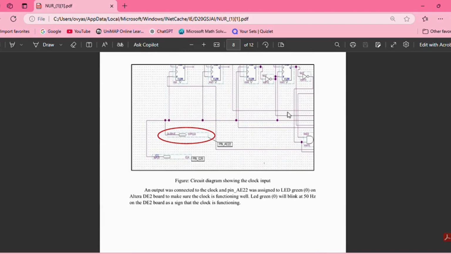And here an output was connected to the clock, and pin AE22 was assigned to the green LED on the DE board to make sure the clock is functioning well. The green LED will blink at 50 Hz on the DE board as a sign that the clock is functioning. It means that it will also blink with other states when they appear together. That's it. Thank you.